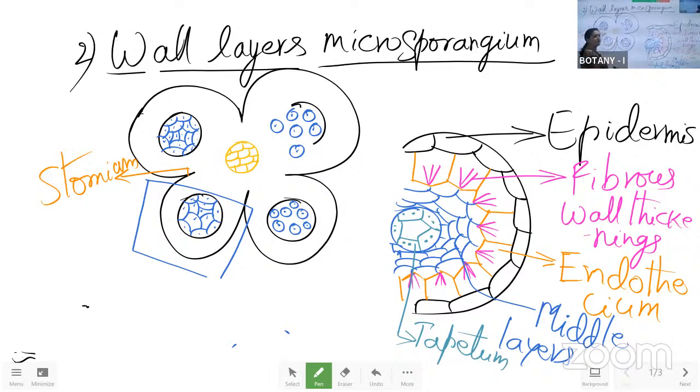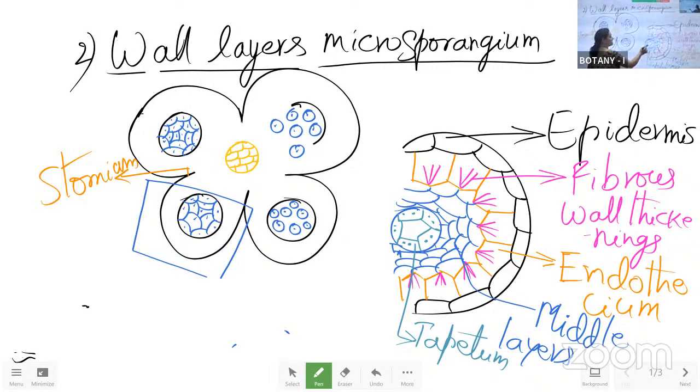The last wall layer for the microsporangium is called the tapetum. This tapetum has 2 nuclei in it, binucleated cells. It's not multinucleated. In some materials, they have given the tapetal cells as multinucleated. It's not multi. Multi means more than 2. But here, a number specification is there for the tapetal cells. Remember, only 2 nuclei are present in the tapetal cells.